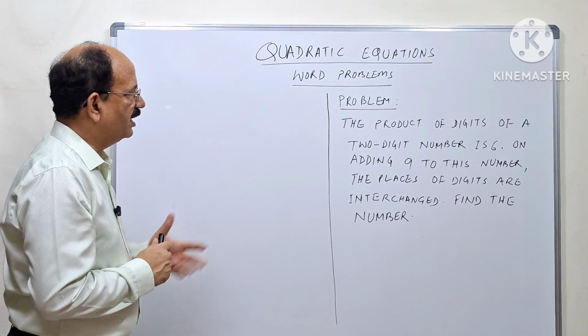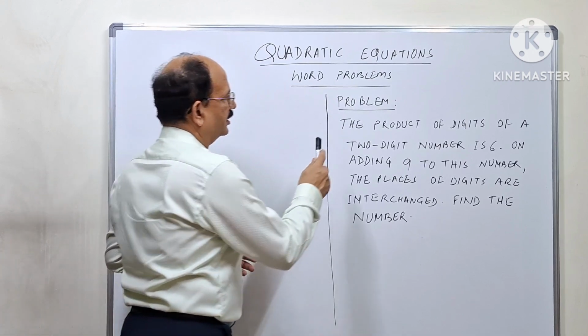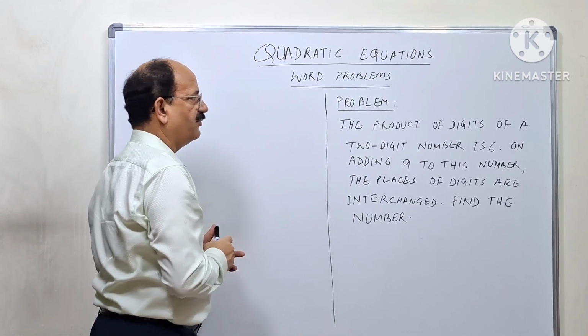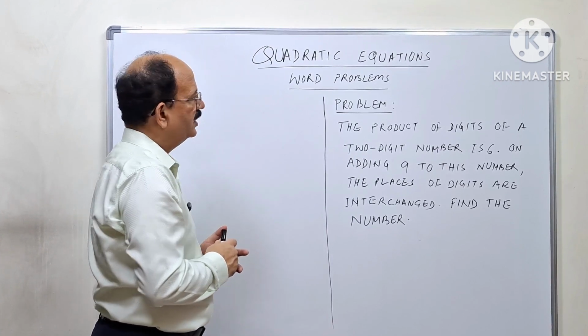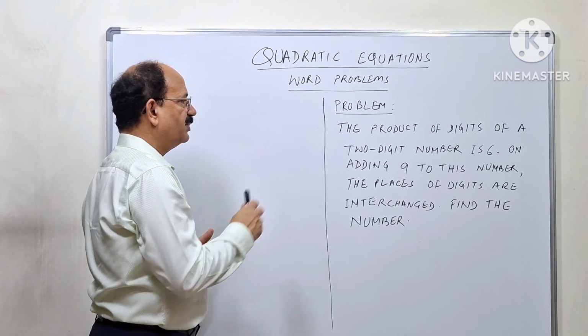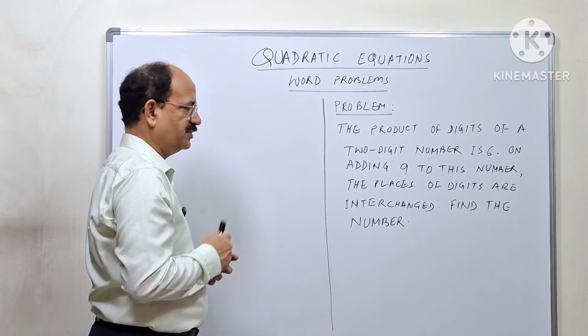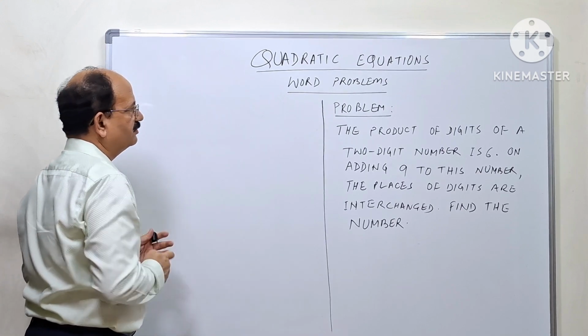Let us take one example. The problem given here says: the product of digits of a two-digit number is 6. On adding 9 to this number, the places of digits are interchanged. Find the number. Let's try understanding the problem first.